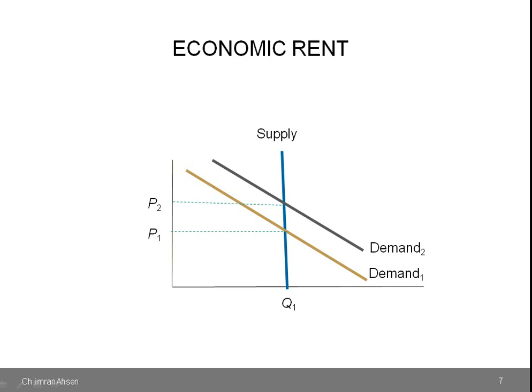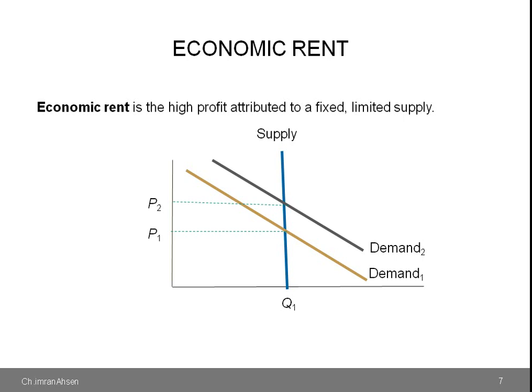Economic rent. Economic rent is what you are actually getting by limited supply. You have a limited supply. If this is a fixed supply line, which looks like this, then whenever demand increases, only price increases. There is no increase in supply. So from here to here, price increases. This increase is due to the demand. We are moving from demand 1 to demand 2. So this is called economic rent. Economic rent is the high profit attributed to a fixed limited supply.